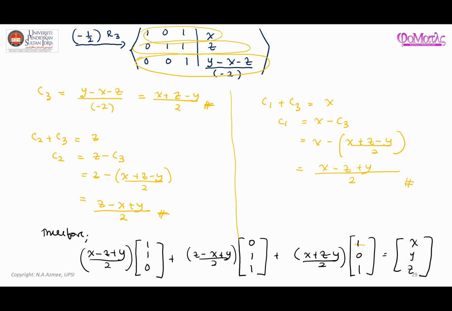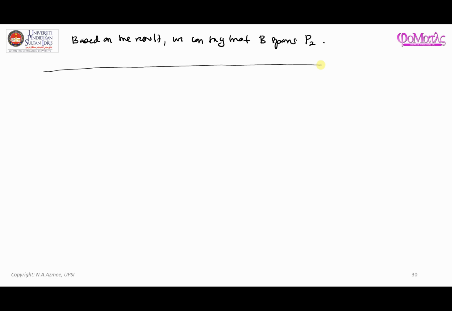And since we are able to write all the vectors as a linear combination, therefore, based on the result, we can conclude that set B here spans the vector space of polynomials of degree 2. Okay, so that's it. We are done with the first part. Next, we move on to showing the second part.